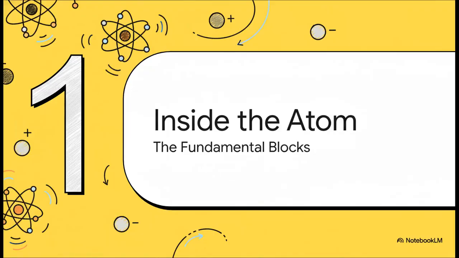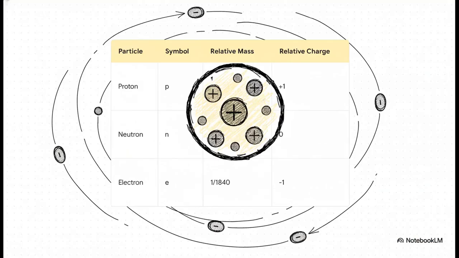Okay, first things first. Let's meet the three fundamental particles that make up every single atom in the universe. Right at the heart of the atom, in the nucleus, you've got your positive protons and your neutral neutrons. These guys are the heavyweights. They make up almost all of an atom's mass. Then, buzzing around the outside, you have the electrons. They've got a negative charge, and they are incredibly tiny, almost 2,000 times lighter than a proton or neutron.